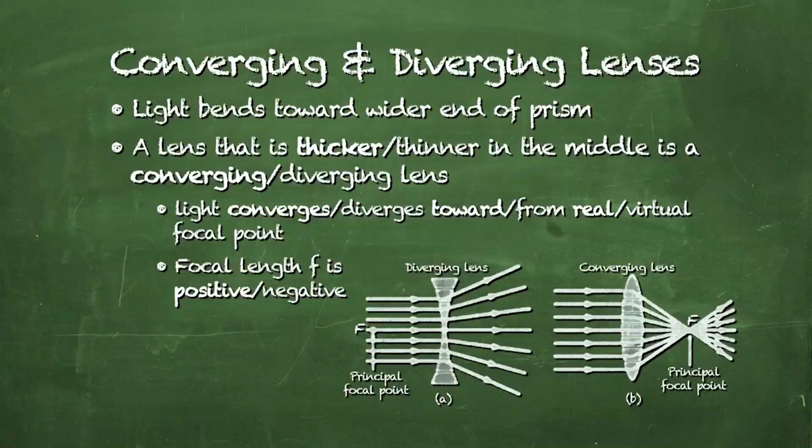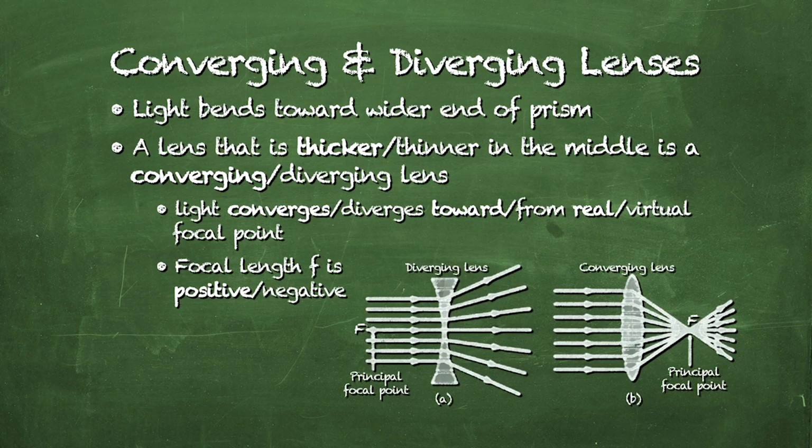Lenses can be categorized into two categories, converging and diverging lenses. As we said, light bends towards the wider end of a prism. A lens that is thicker in the middle is a converging lens, and you can see an example of that in the diagram on your right. If the lens is thicker in the middle, then light that passes through the lens will be bent towards the middle, and it will converge on a point that we call the focal point.